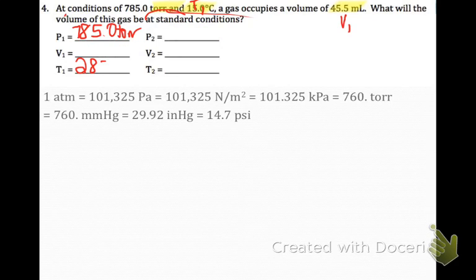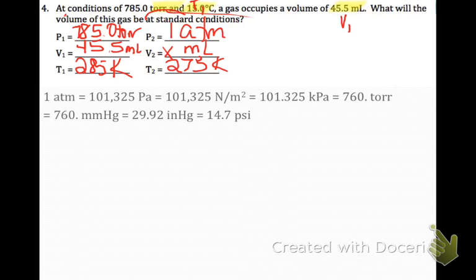So the temperature is 288 Kelvin. Okay. Your P2 will be 1 ATM. Your V2 is X, or your unknown. Your T2 is 273 Kelvin. And your V1, go back to that one, sorry, 45.5 milliliters.